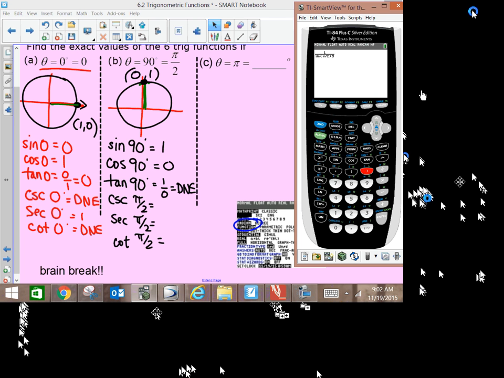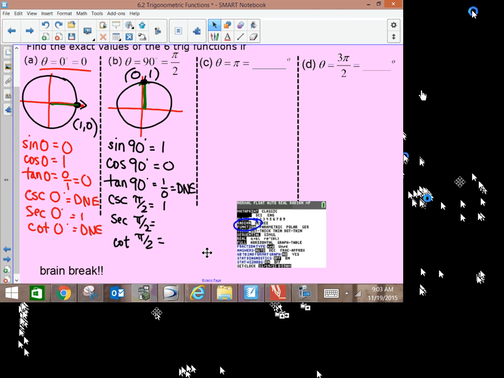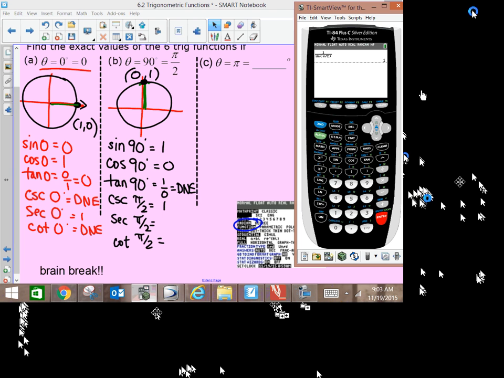Okay, so that's how you find cosecant in your calculator: 1 over the sine of half pi. Did you get 1? Yep. Good, because 1 over 1 is still 1. I'm just double checking. I'm just saying if you really wanted to check them, that's how you do it.